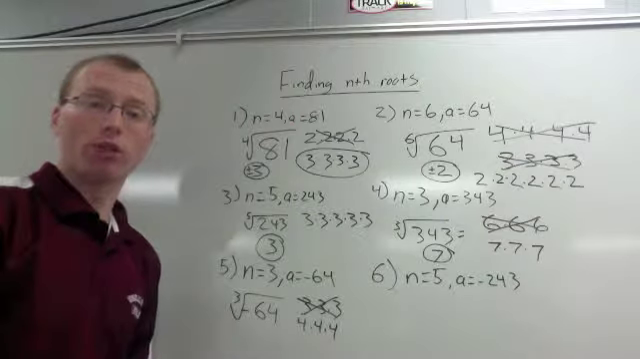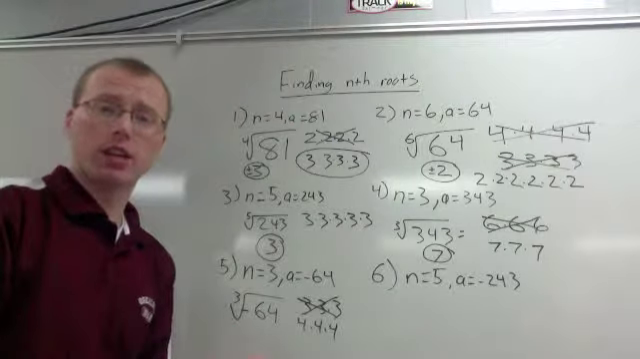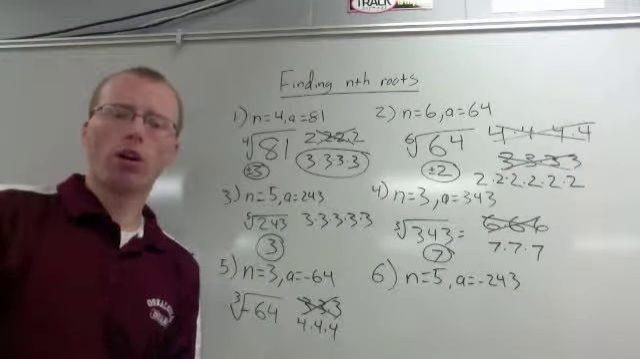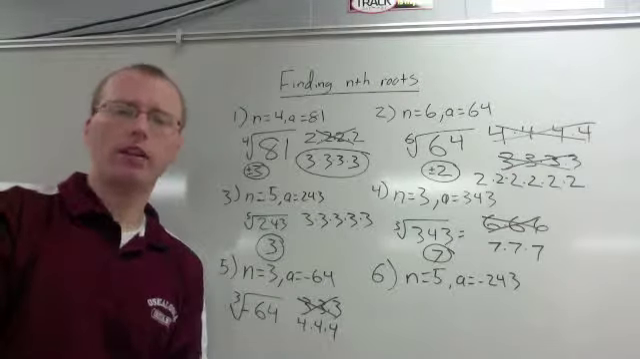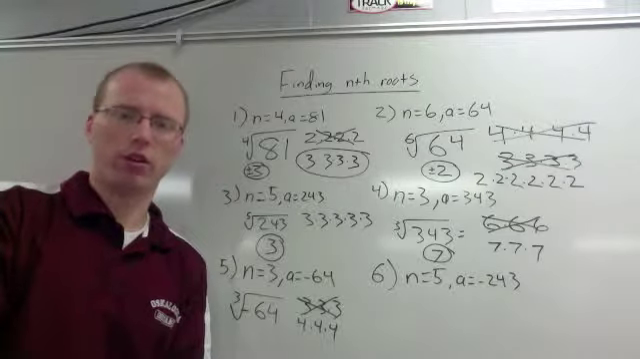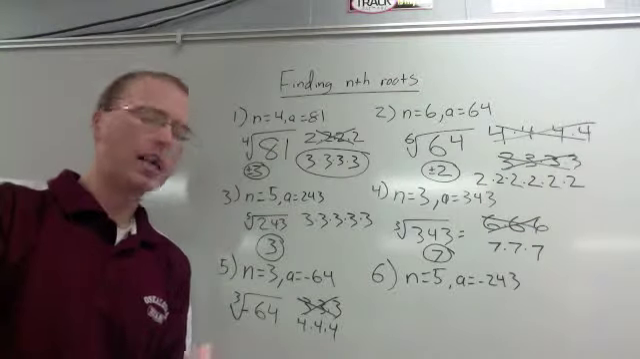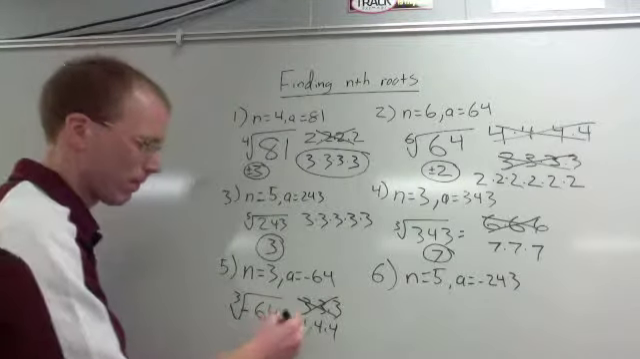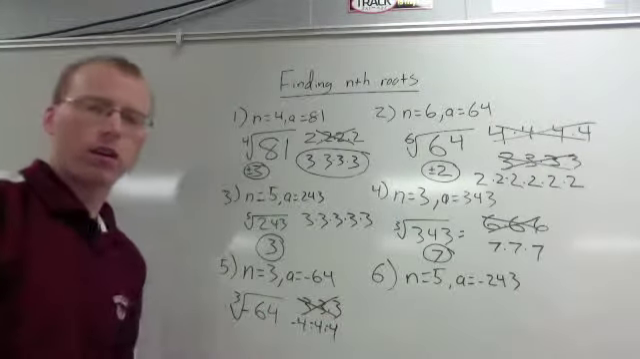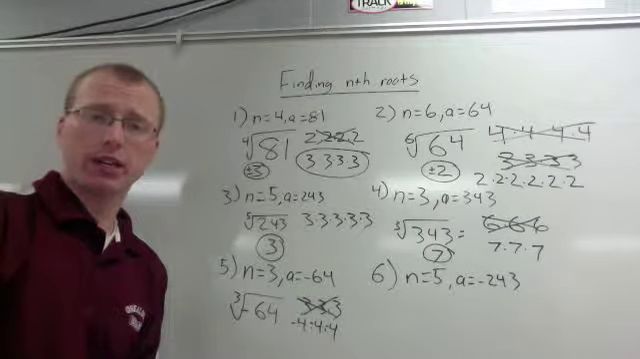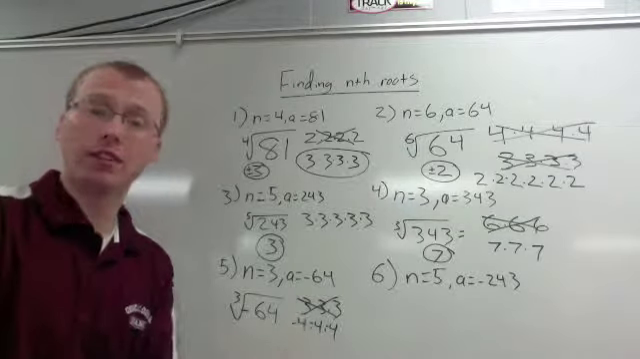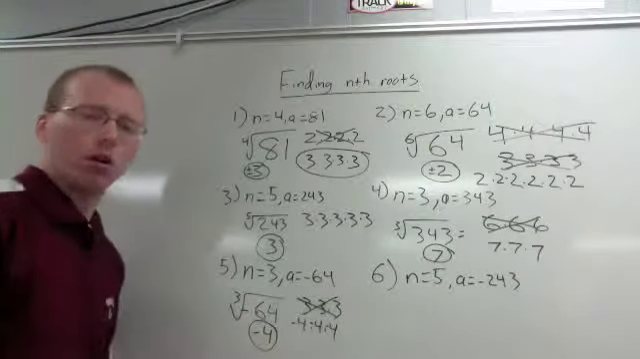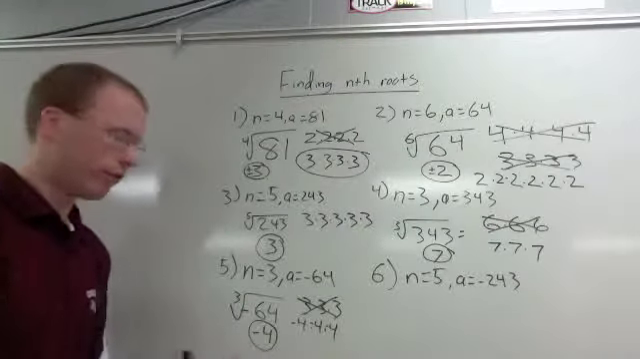Let's try 4. 4 times 4 is 16. Times 4 is 64. Now we get to 64, but it's not a negative 64. It's a positive 64. So positive 4 is not going to work. Let's try negative 4. Negative 4 times negative 4 is 16. Times negative 4 is negative 64. So positive 4 doesn't work, but negative 4 does. So negative 4 is the 3rd root.